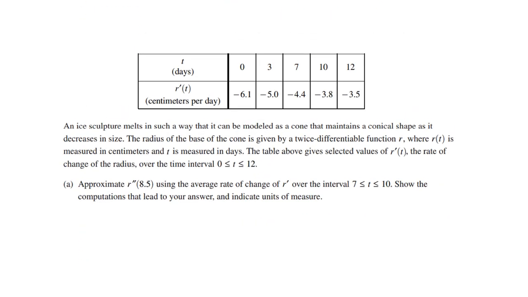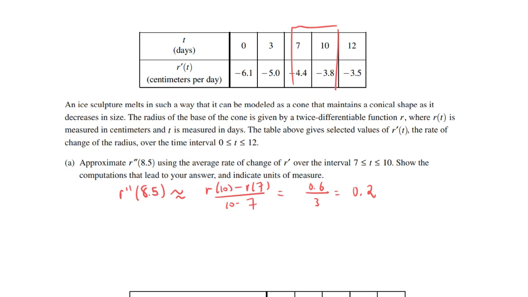Okay. Here, approximate r prime prime of 8.5 using the average rate of r prime over this interval. So again, this is some really easy stuff. And so here we have the calculations. And for the unit, again, it's the function that we're taking the derivative of, in this case, r prime, right? We're taking a second derivative of r, one derivative of r prime, over the unit of the independent variable. So one trick is that you can just look at the table, the first part of this table, and you're taking this over this, right? So that would be really quick. So that's cm per day squared.